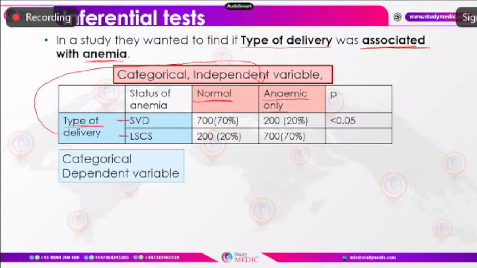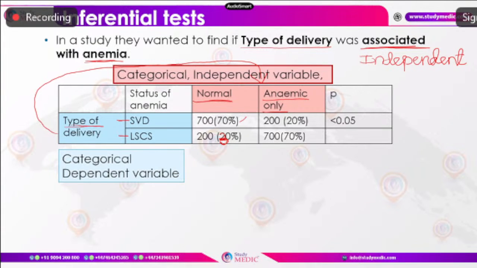And another condition is if you want to check if one categorical variable is independent of the other categorical variable. Or suppose the observed frequencies are 70% of the normal undergo spontaneous vaginal delivery, and the rest 30% undergo cesarean section. Whereas in anemic, 70% undergo cesarean section and 20% undergo spontaneous vaginal delivery.